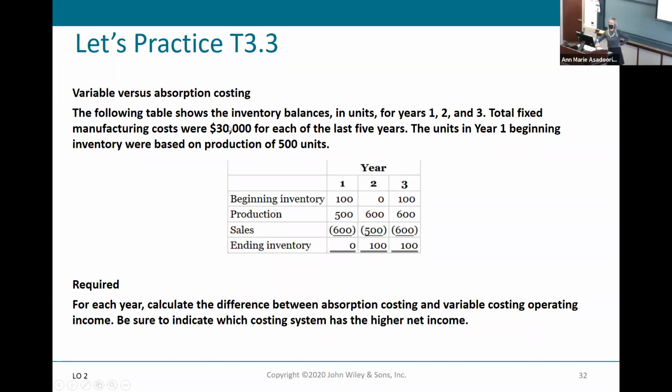So if I take my 30,000 and divide by 500 units, what I know is each one of these 100 units has $60 of fixed factory overhead tied to it. Okay. So in year one, I'm starting with 100 units. I'm going to produce 500 and I'm going to sell 600, and then I'll have nothing at the end of the period. So what I'm asking you to do here is tell me what the difference between absorption and variable costing operating income is going to be, and be sure to indicate which costing system is higher or lower. It's like playing The Price is Right. So fun.